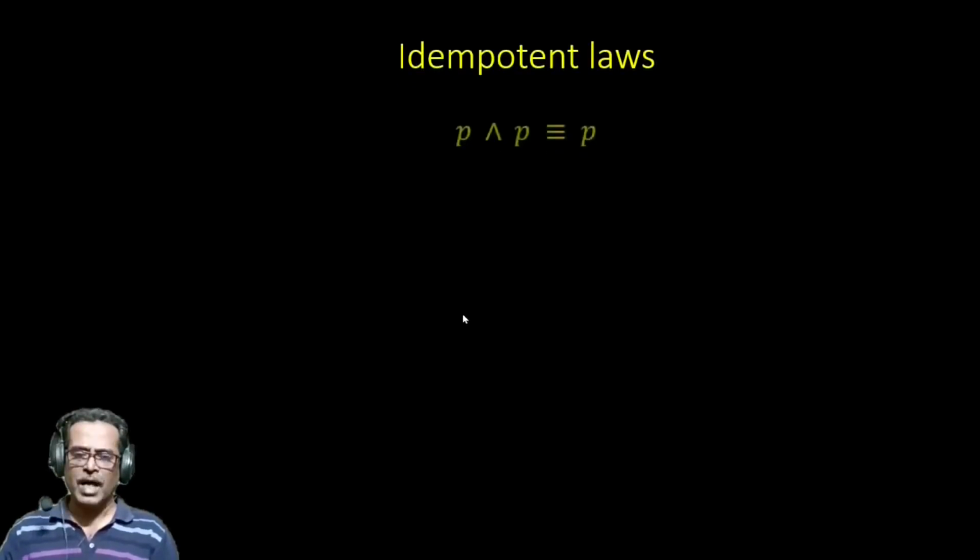Idempotent law. P and P is equal to P. P or P is equal to P. This is the idempotent law. Universal bound law. P or T is equal to T, and P and C is equal to C. We can easily prove this by a table.